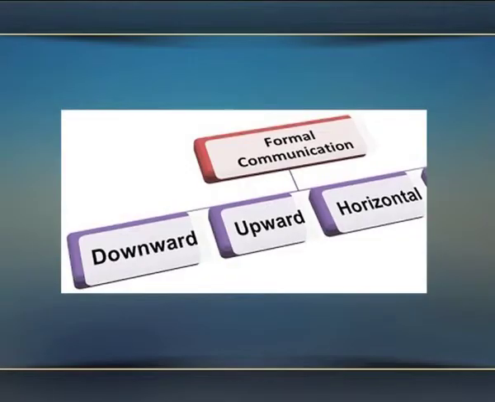Formal communication. Formal communication flows officially from top to bottom and from bottom to top. It is a systematic communication which is deliberately planned in the organization. This type of communication is based on formal relationships between the employees of the organization. It is well-structured, stable and rigid communication. There are three types of formal communication, that is downward communication, upward communication and horizontal communication.